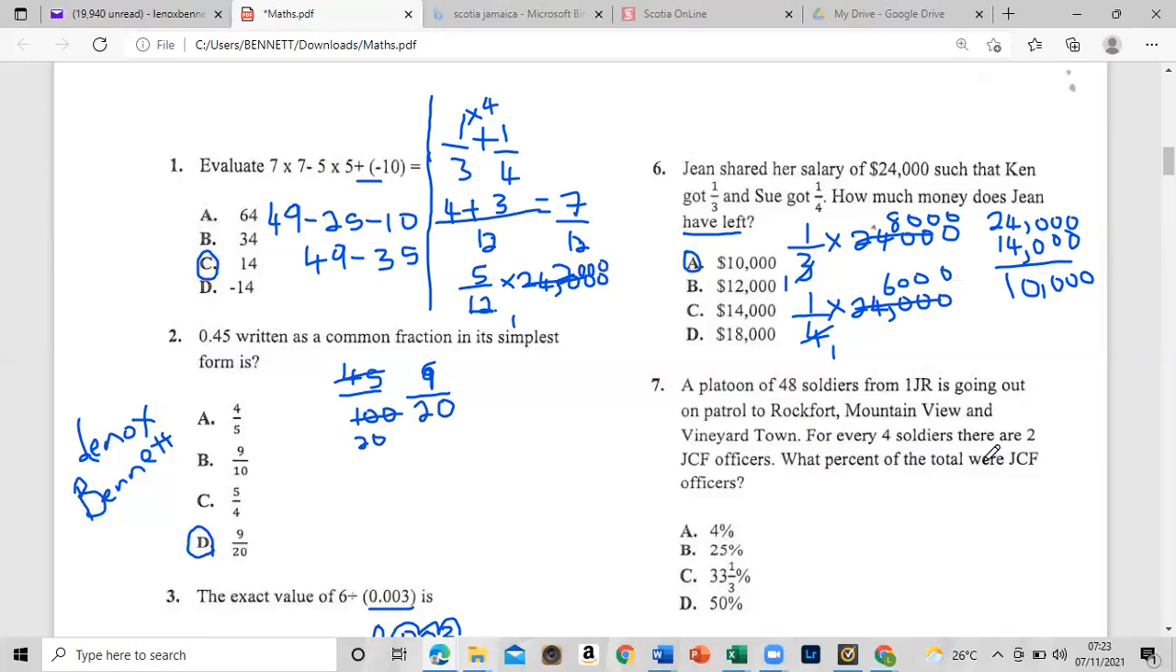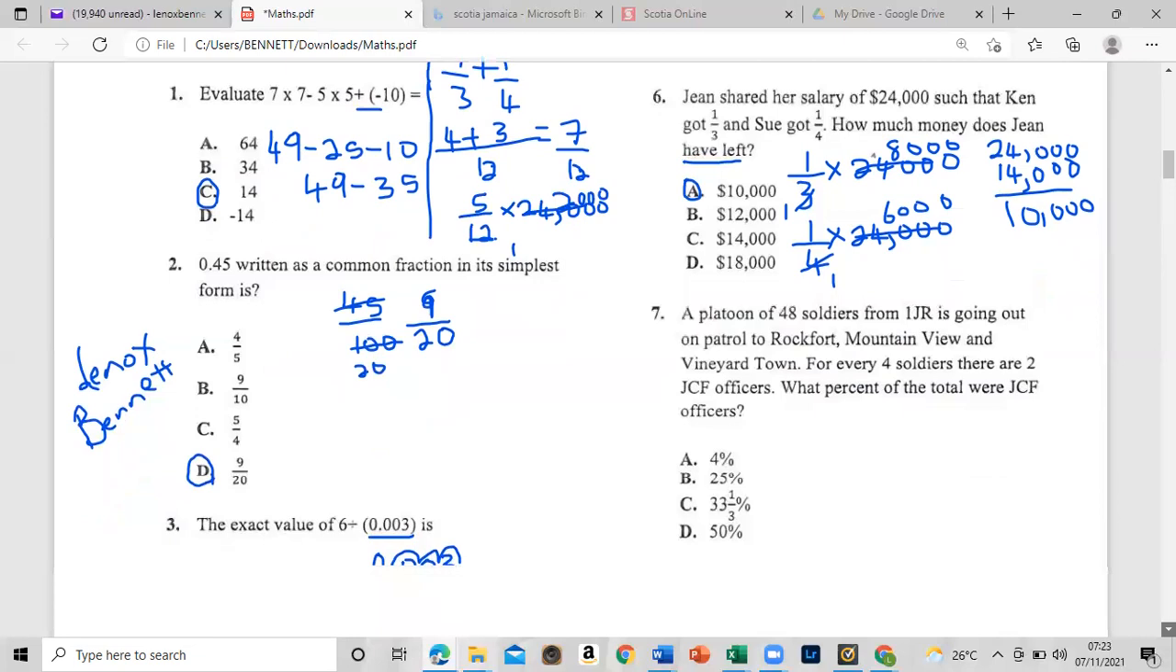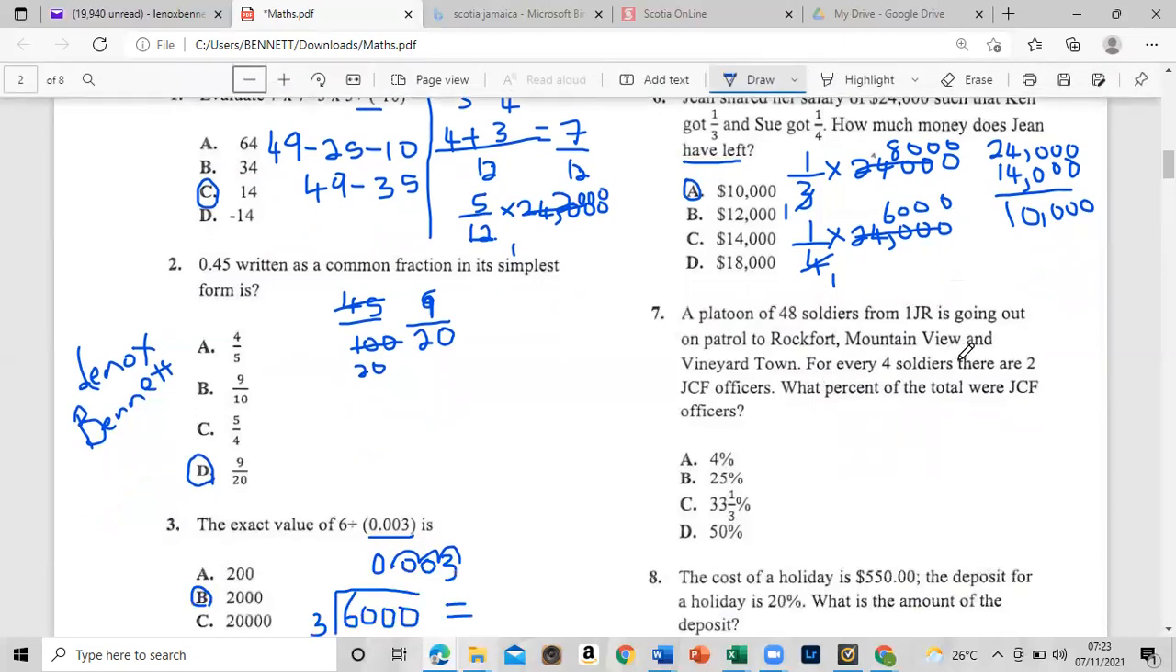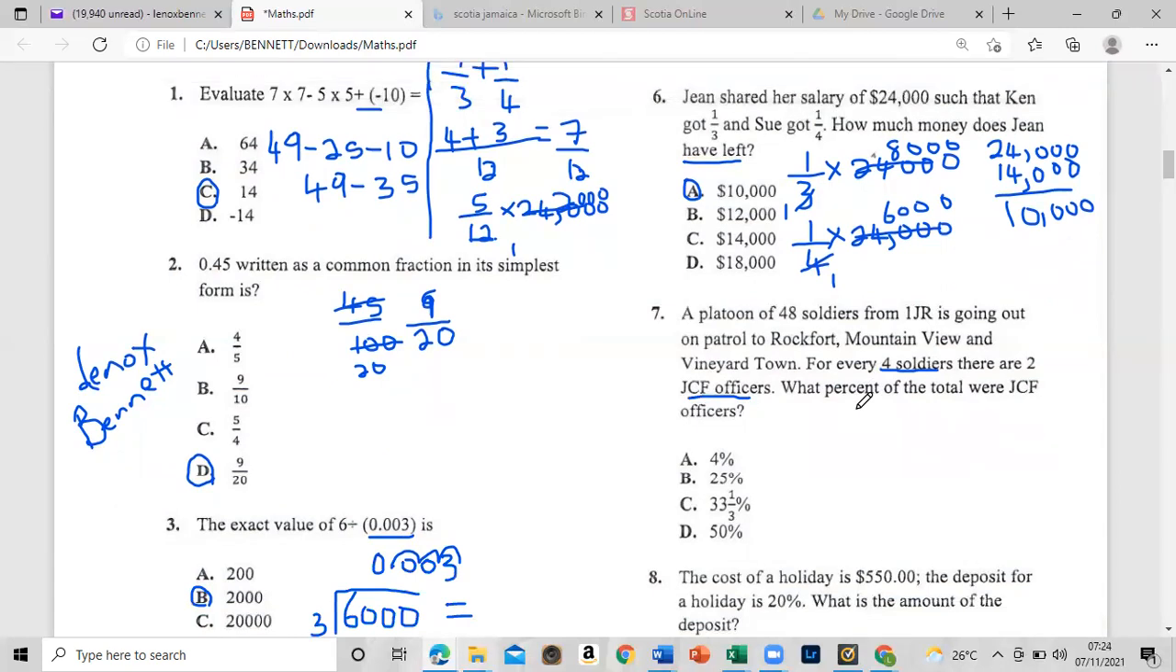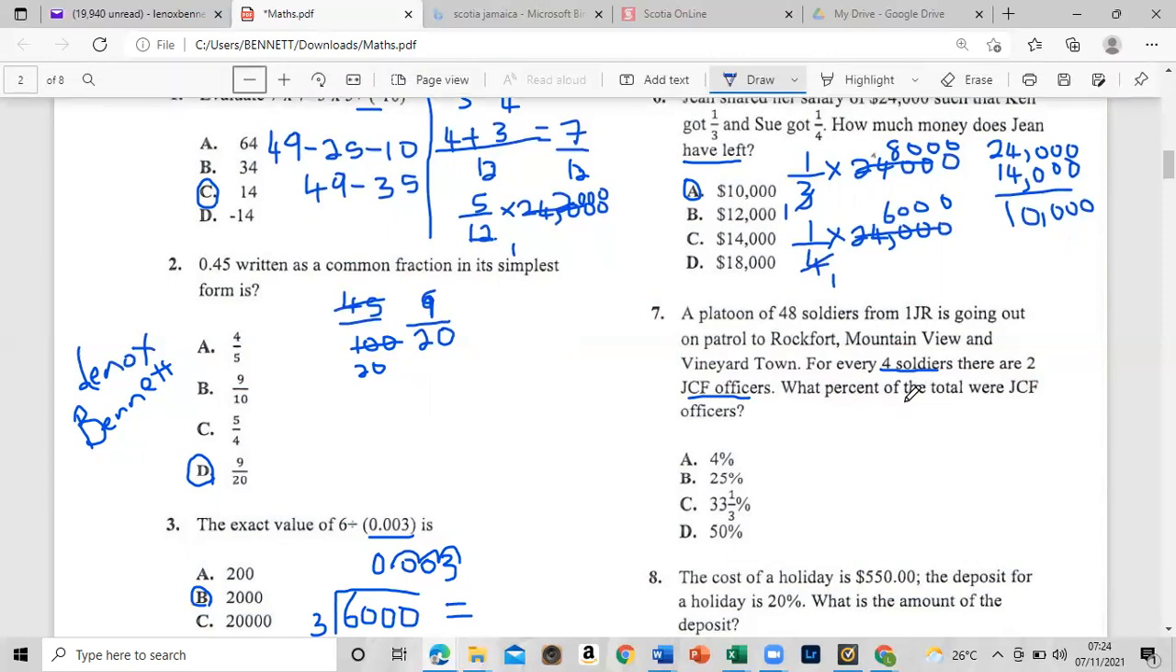All right. Number 7 says a platoon of 48 soldiers from the 1JR is going out on a patrol to Rockford, Mountain View, and Vineyard Town. For every 4 soldiers, there are 2 JCF officers. Right? So every 4 soldiers, there are 2 police. We got the police and soldiers together, right? That's a crime rampant in Jamaica. What percent of the total were JCF officers? The fact that a 2 is 50%. Right? But you kind of give it away.